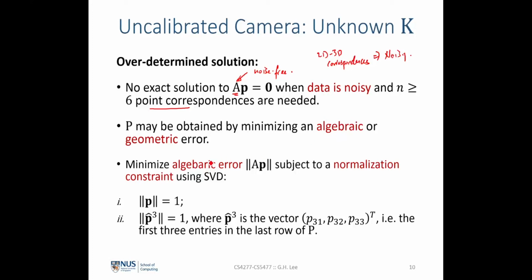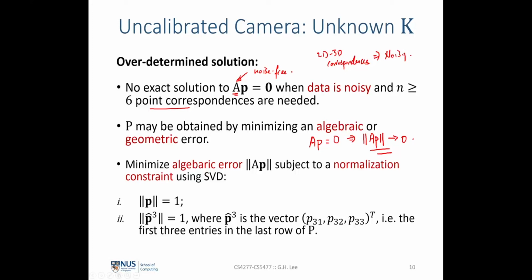So to minimize the algebraic error, because we know that since A here is corrupted with noise, in general you will never fulfill this homogeneous linear equation where the product of A multiplied by P will never be equal to 0. And so what we can do best would be to minimize the norm of AP such that it is as close to 0 as possible.